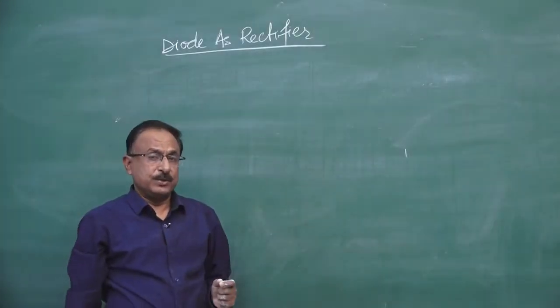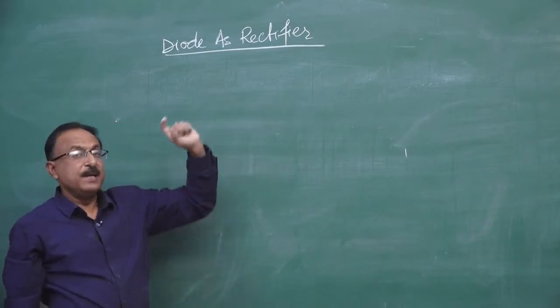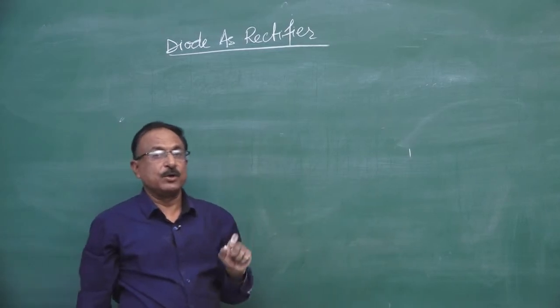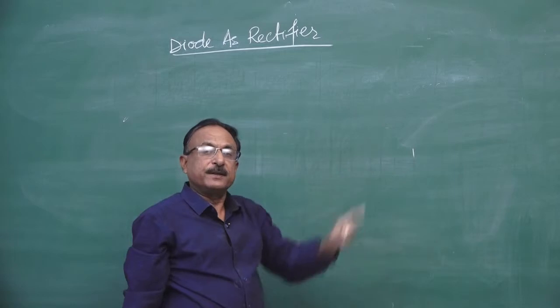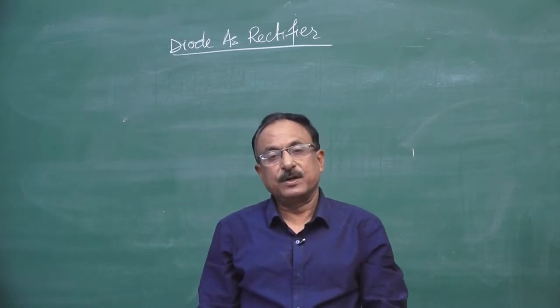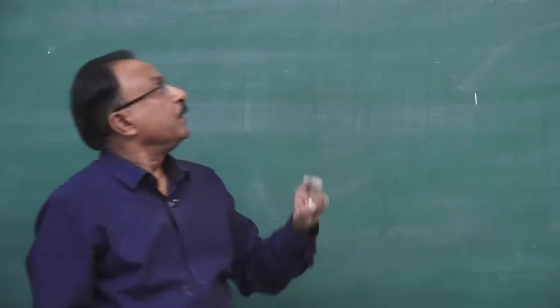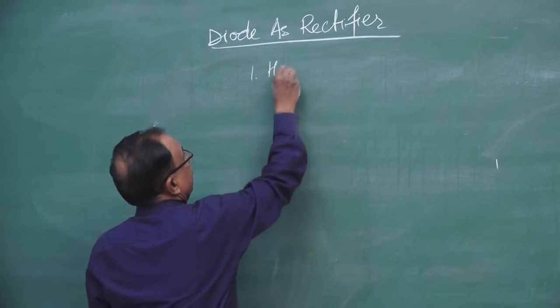Application of the diode. This PN junction is a very useful device. The main important application of the PN junction is as a rectifier. What is a rectifier? A rectifier is a device which converts AC into DC. Now there are two types of rectifier. The first is the half wave rectifier.